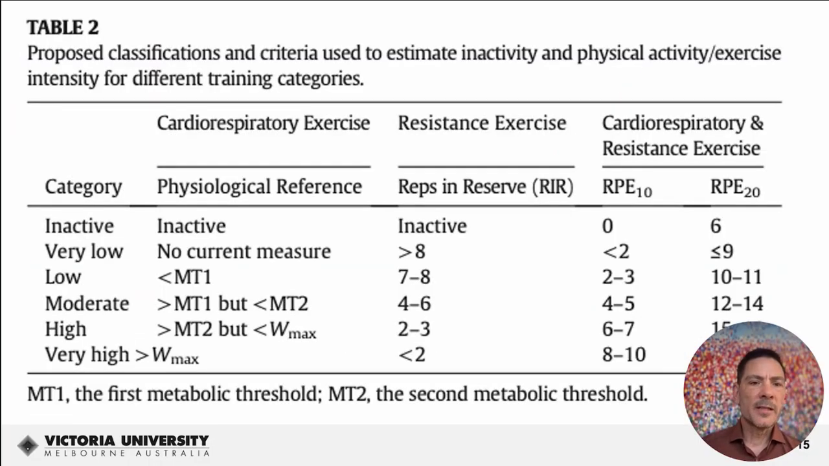And so I guess what we finished up with, and this is the second and final table in the paper, is some proposed classifications and criteria. So it's not an intensity, but obviously there's inactive. And then for both resistance and cardiorespiratory training, we go from very low to very high. Physiological references that we suggest for cardiorespiratory exercise, and then the repetitions in reserve method to be able to prescribe a certain resistance exercise intensity, and then the corresponding RPE values.